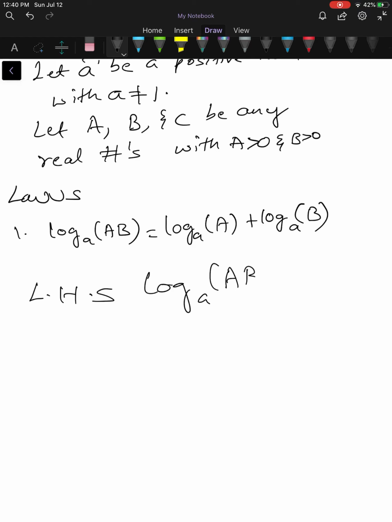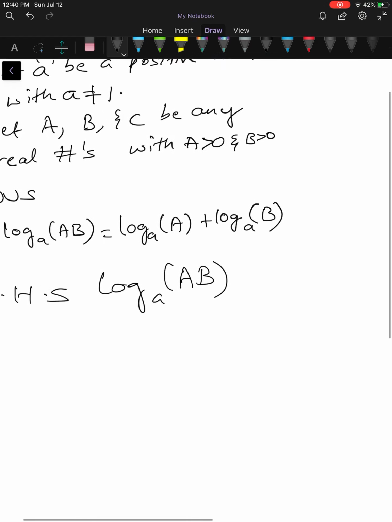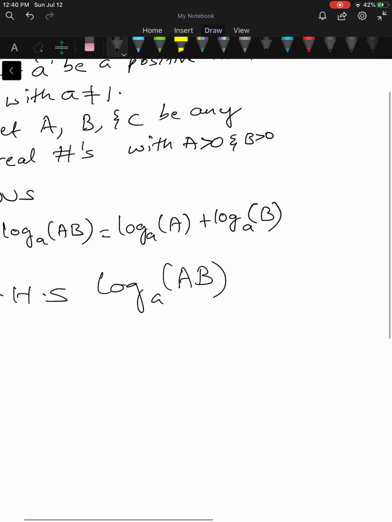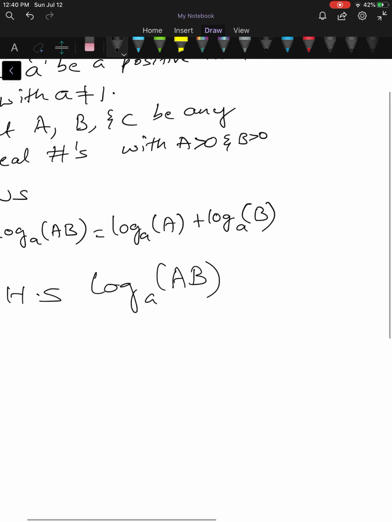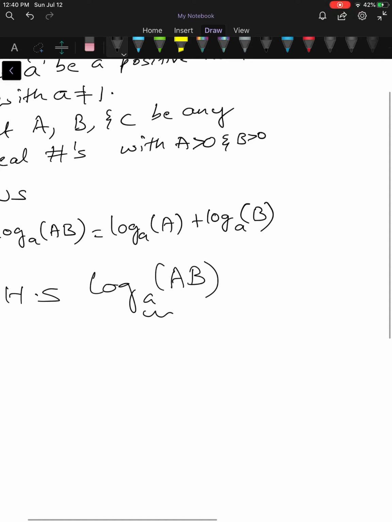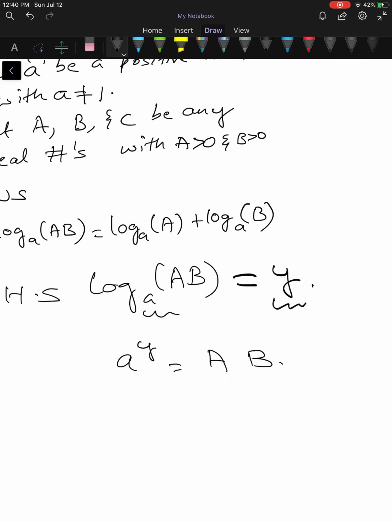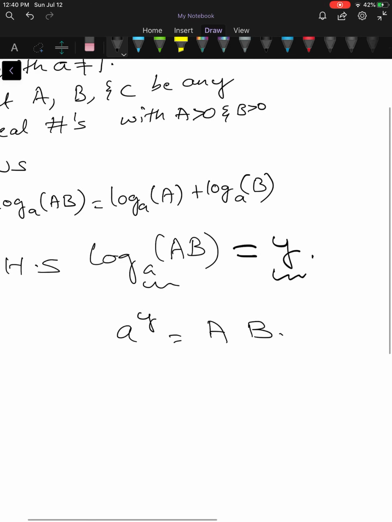By definition, consider the left hand side, that is log base a of AB. How can you write it in the exponential form? Say this is equal to some y. If this is equal to y, then a is the base and y is the exponent, right? So that means a to the power y is equal to AB. Correct? a to the power y is equal to AB.